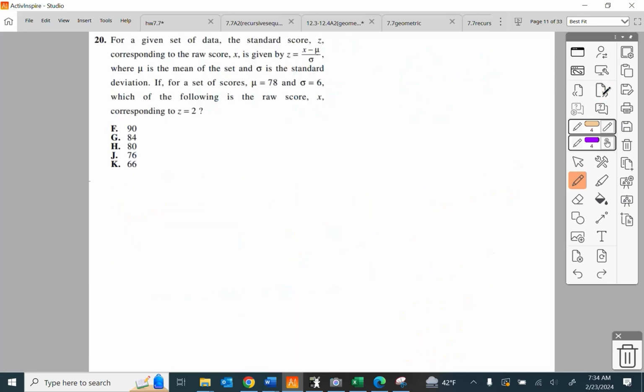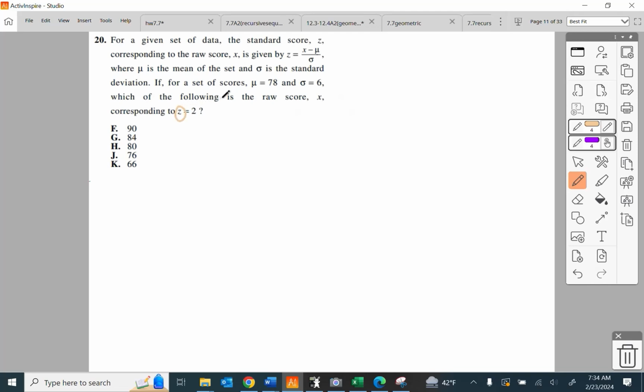There you go. For a given set of data, the standard z-score z corresponding to the raw score x is given by z as x minus the mean sitting over sigma, the standard deviation, where mu is the mean of the set and sigma is the standard deviation. If for a set of scores, mu is 78, sigma is 6, which of the following is the raw score x corresponding to z-score 2?